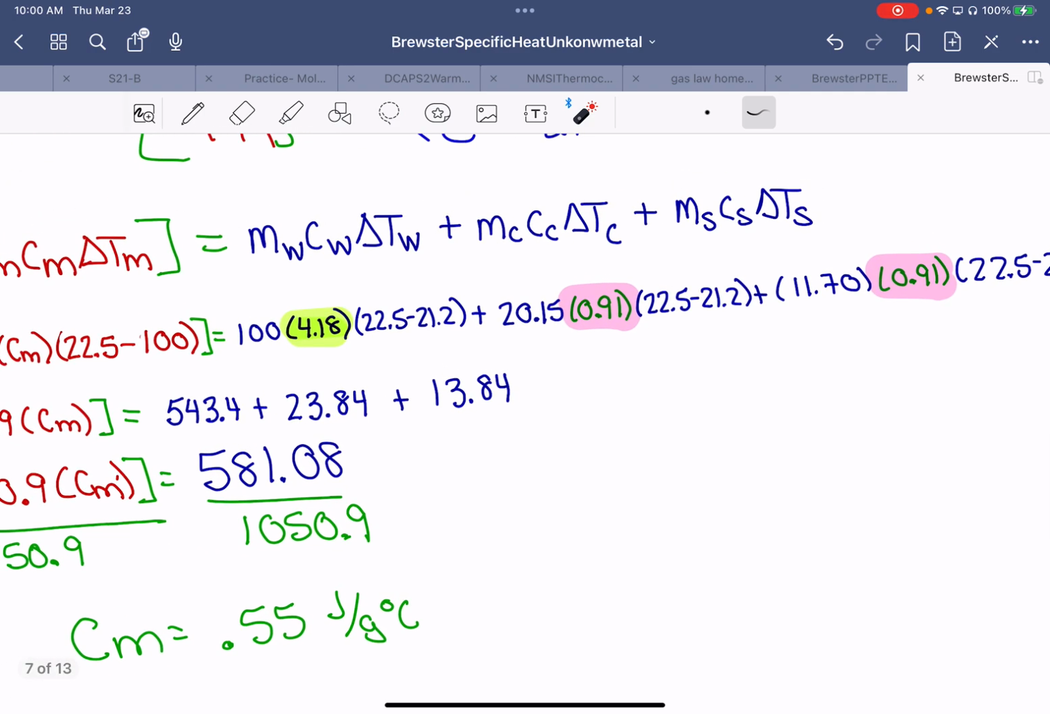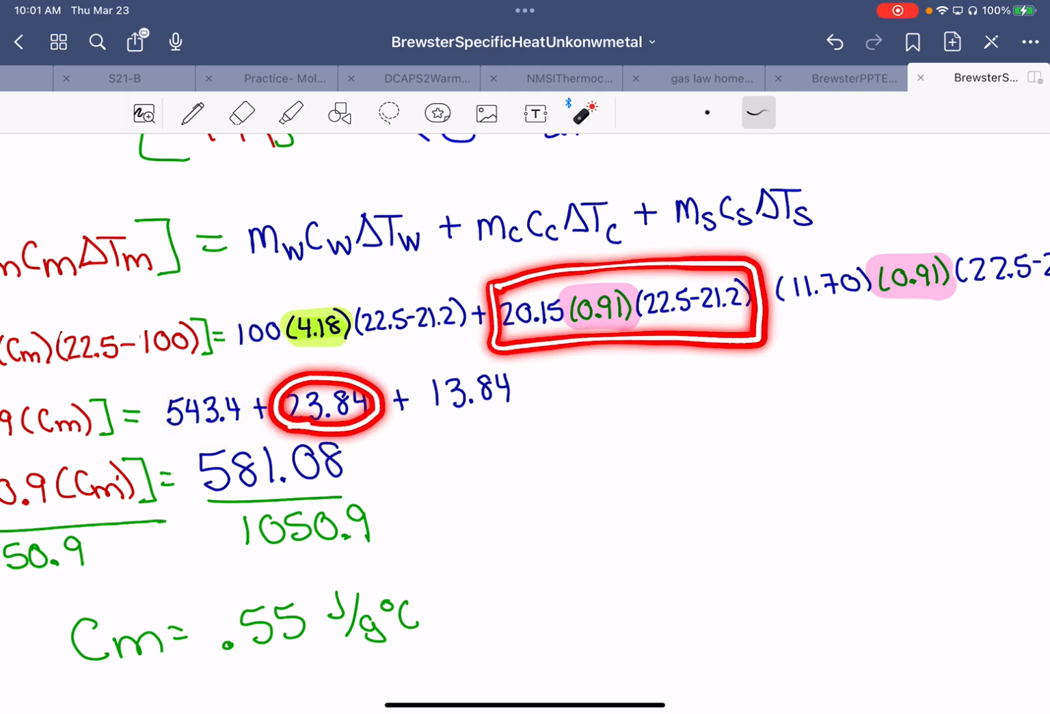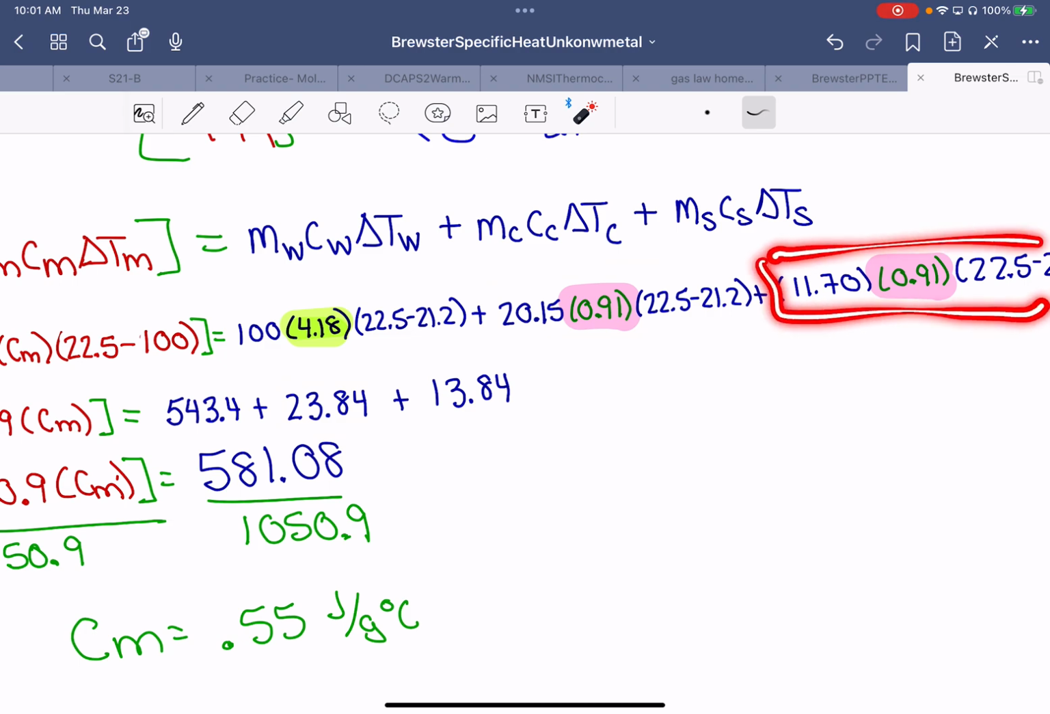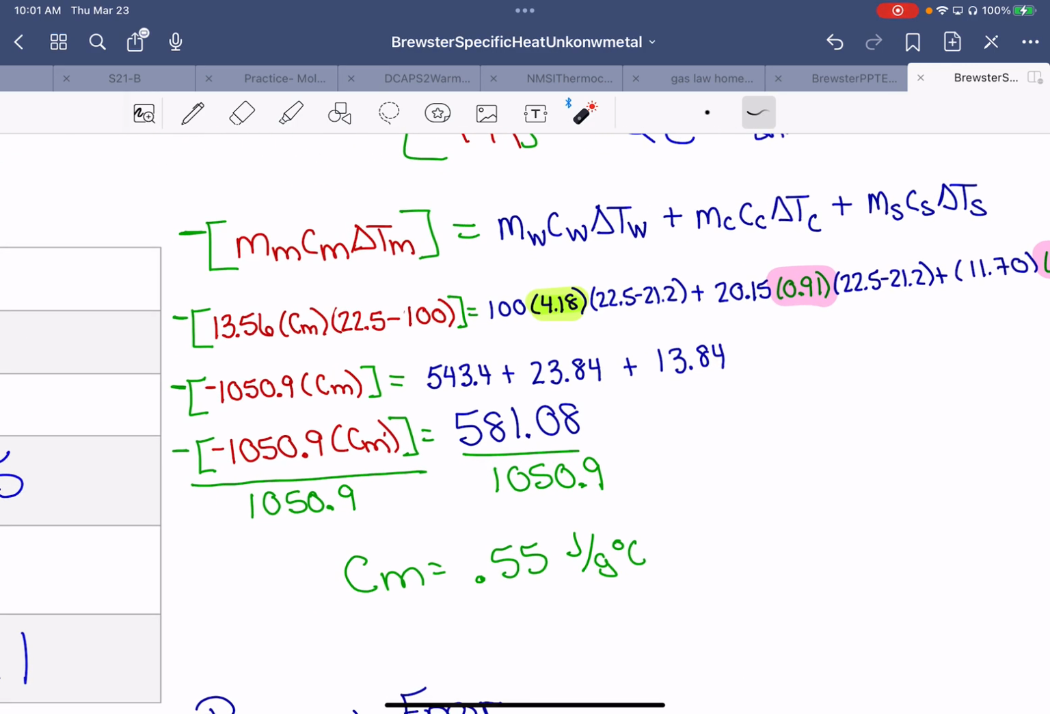Now, this is a long problem, so I suggest you get 100 times 4.19 and get this operation done first, and this will give you this number. Do this operation here, and I'll get this number. I'm going to break this down and step through it one at a time, because otherwise I can get a wrong number. I'm also going to take this 13.56 times the difference of 22.5 minus 100 and get that summed to a number. But I'm going to leave that sitting until I get this side summed to a whole number. So I'm going to sum this number up, and I get 581.08, just as we did before.